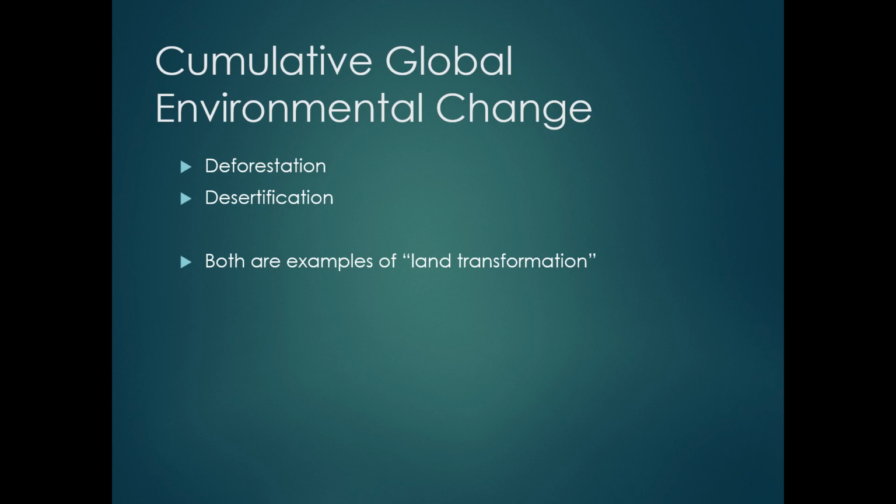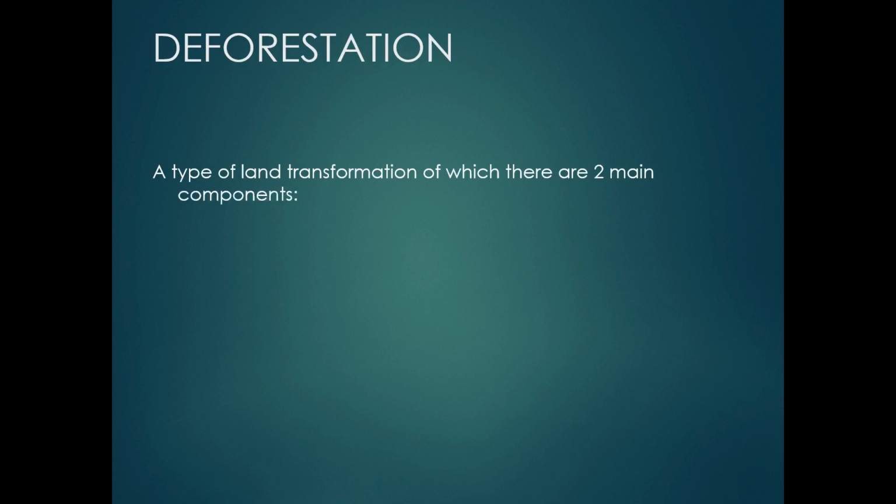Now, both of these terms are examples of something called land transformation. When we talk about deforestation in particular, we're talking about a type of land transformation in which there are two main components. And you know these terms. We talked about them at the beginning of the semester. But let's have a review.